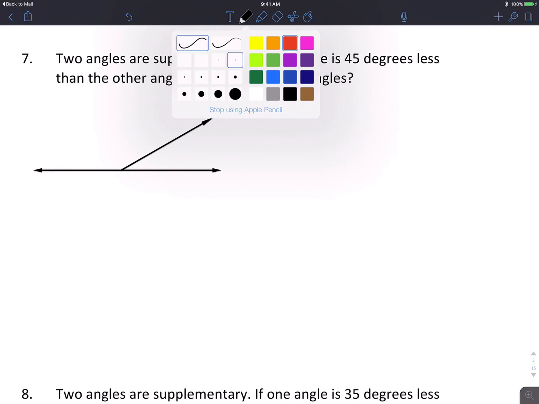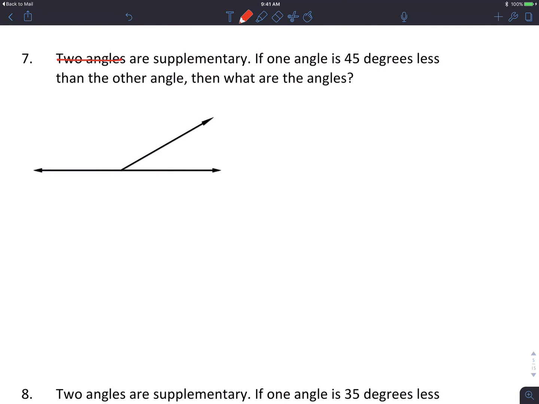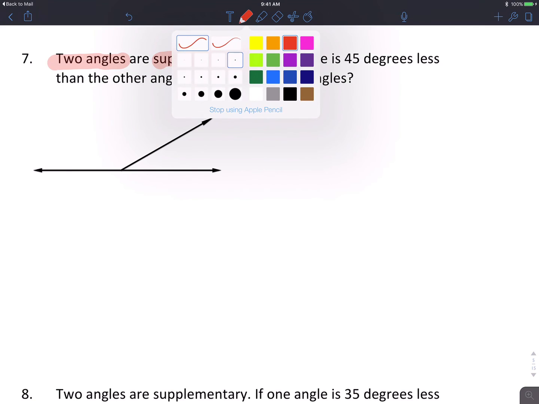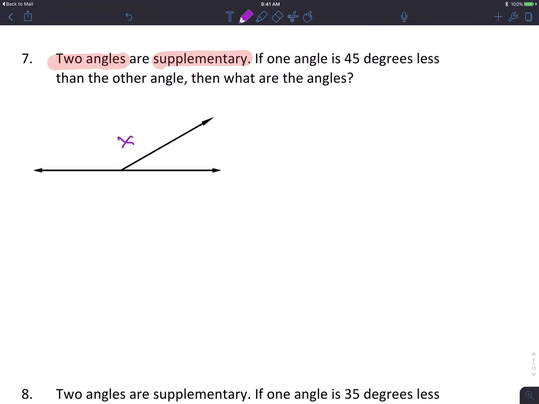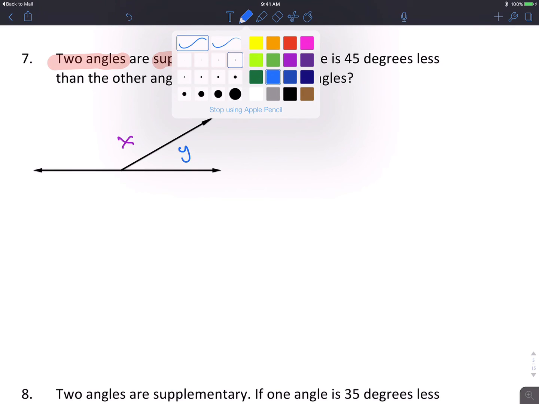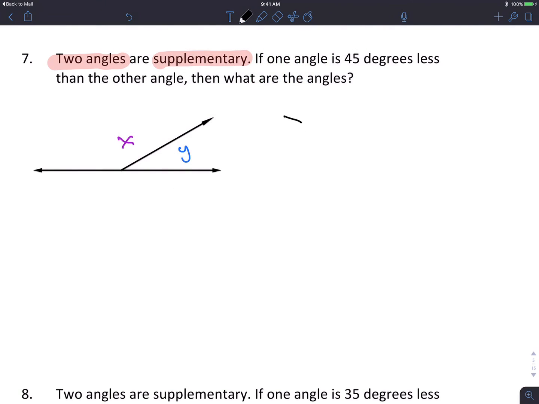Number 7. Two angles again. Two angles are supplementary. Let's do this. Here's my x. Here's my y. And so, since they're supplementary, x plus y needs to be 180.